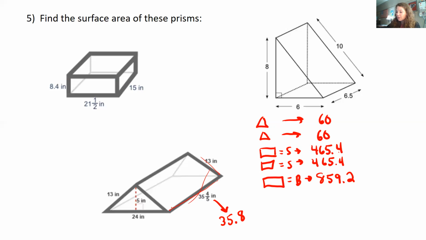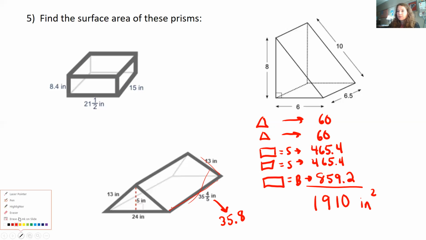465.4 plus 120. And my total surface area is 1,910 square inches. Hopefully you guys got the same thing. If you didn't and you think you're right, let me know.